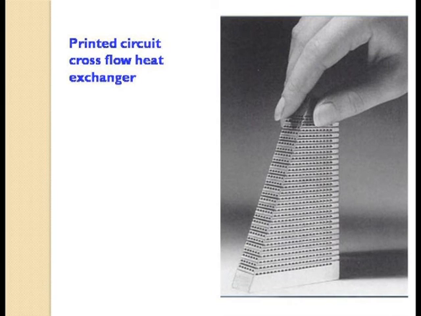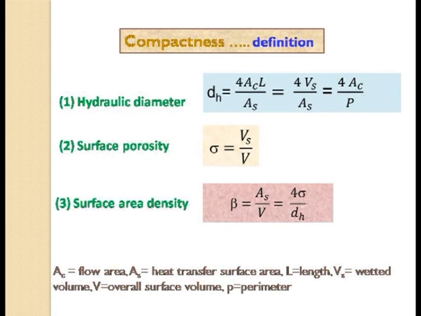So that's a cross flow heat exchanger, very compact, and you can stack them together and diffusion bond or diffusion weld them. This is basically known as a printed circuit type heat exchanger, PCB type, a printed circuit cross flow heat exchanger. These are also very compact, with very high compactness or surface area density. The most commonly used term is surface area density, that is the surface area divided by the volume of the heat exchanger, and it is also related to the porosity.